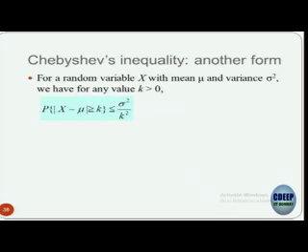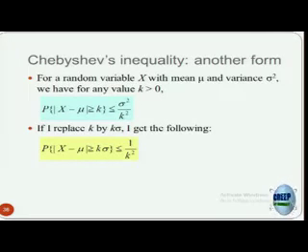Now we can consider another form, which is more intuitive. So instead of this k, we can replace it by k sigma, because that tells you how many standard deviations away from the mean, that was missing in the earlier form. So there's nothing really very different. You're going to replace k by k sigma and then this bound on the right hand side is going to reduce to 1 by k squared, and this was the form that we had earlier seen.